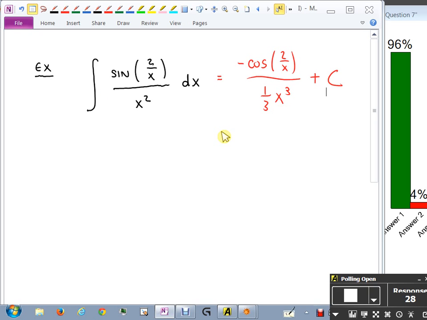Can you see what they did? The antiderivative of sine is negative cosine. They knew that much, so they just wrote that. And then the antiderivative of x squared is 1/3 x cubed. They added the constant of integration. But this is, again, a fundamental problem. Yeah, you get a sticker. What's that?